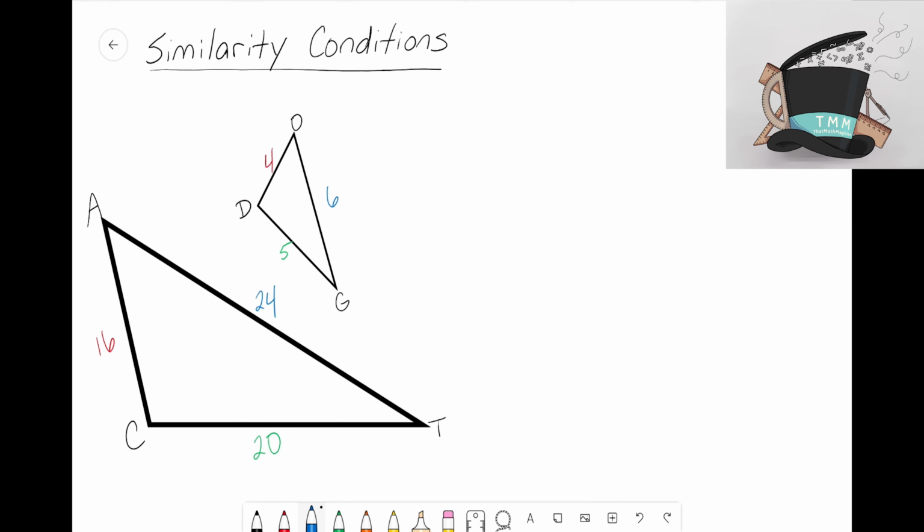Hey everyone, it's that Math Magician, and in this video we're going to learn our final similarity condition that we refer to as SSS similarity, or side-side-side.